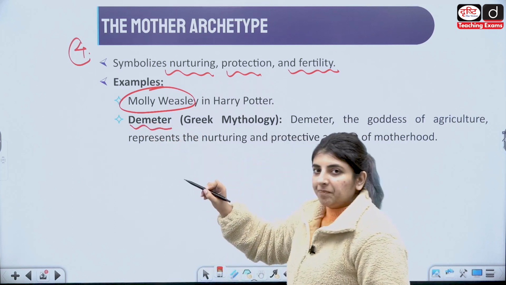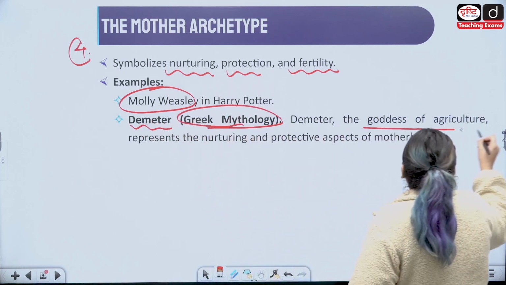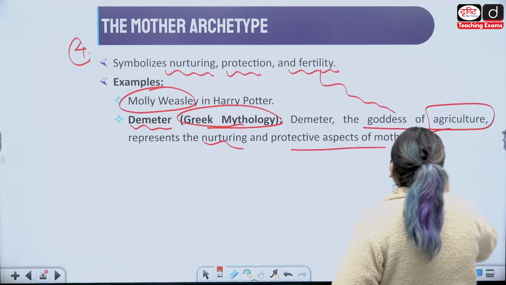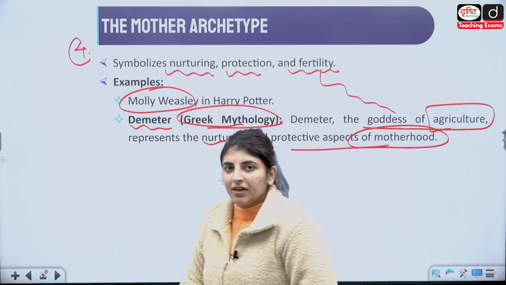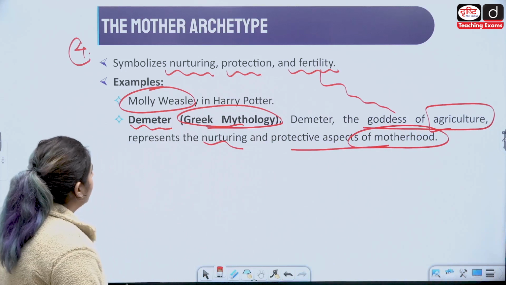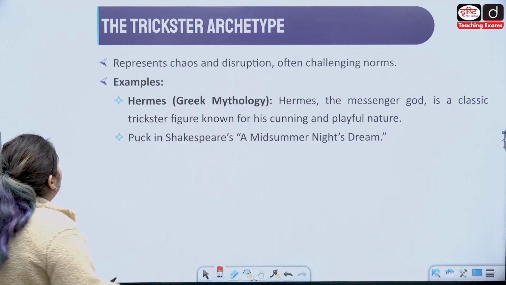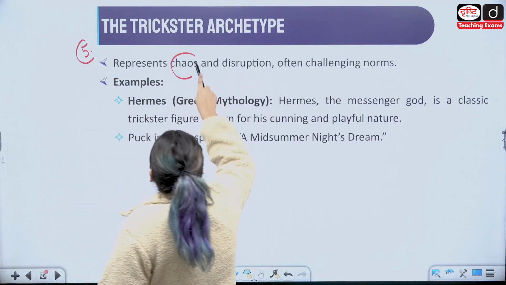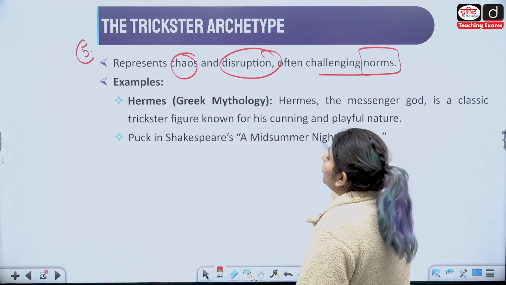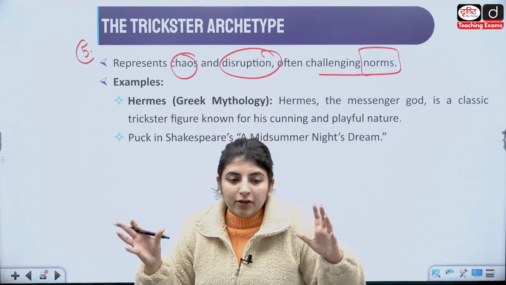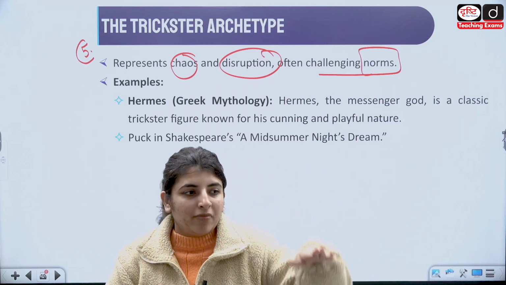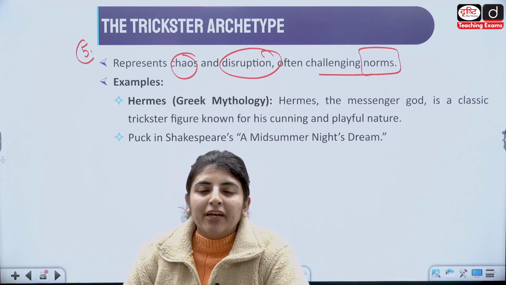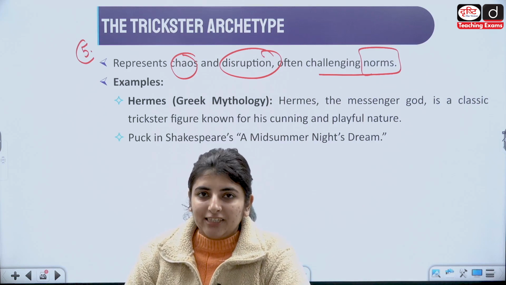Then we have Demeter, who is in Greek mythology the goddess of agriculture. So it is related to fertility, nurturing and the protective aspects of motherhood, right? That is what is there. Then we see number 5, the trickster archetype. It represents chaos, disruption, often challenging norms. So it will be trying to bring another side. We want a peaceful nature, a peaceful environment. The trickster archetype would bring chaos, anarchy in the entire society altogether, right?